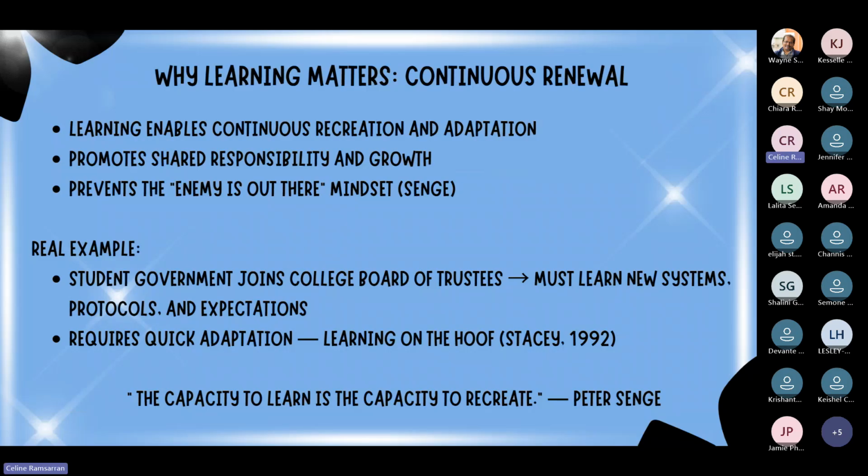As Senge puts it, the ability to constantly learn allows an organization to constantly recreate itself in response to new challenges. For example, imagine a student government that suddenly gains a seat on its board of college trustees. This is a huge opportunity, but also a major shift in purpose. The organization must learn how the board operates, what issues matter most, and how to communicate effectively at that level. This kind of adaptation doesn't come from a manual, it comes from being open to learning as you go. Or, as Stacey calls it, learning on the hoof.